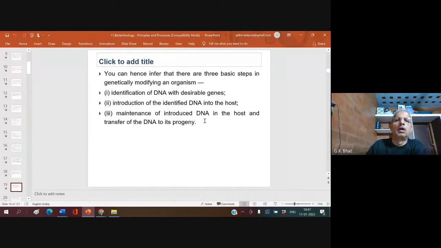Okay, right. Now, you can infer that there are three basic steps in genetically modifying an organism. One, identification of DNA with the desirable gene. Two, introduction of the identified DNA into the host. Three, maintenance of the introduced DNA in the host and transfer of the DNA to its progeny. Understood? These are the three important basic steps in genetically modifying an organism, or in getting a GMO.